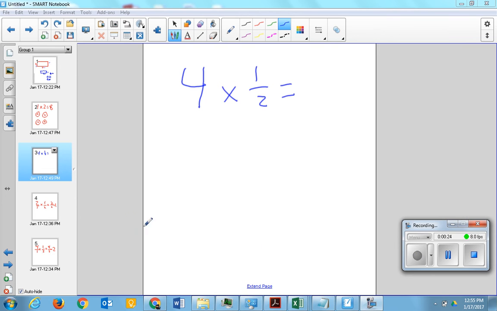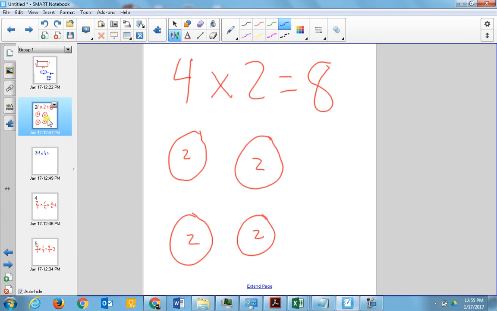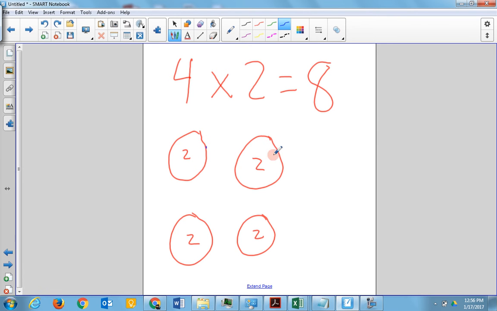Your standard multiplication problem that you've probably seen since third grade: 4 times 2. You have 4 groups: 1, 2, 3, 4. And then there's 2 in each group, so that ends up with 2, 4, 6, and 8.